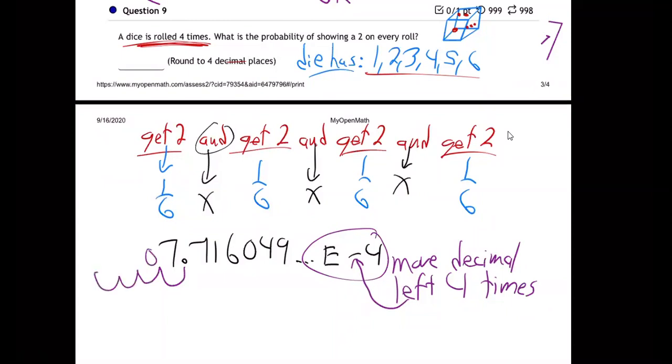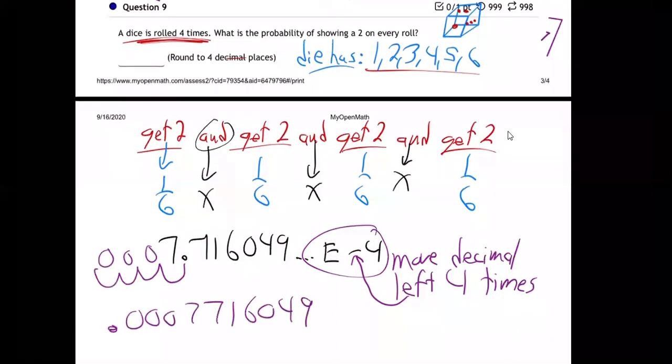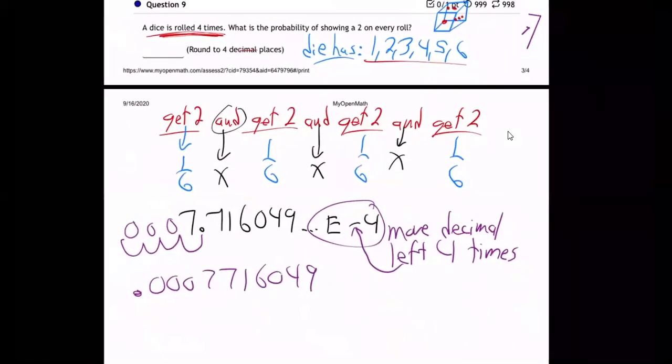So the first jump moves you past the 7. The other 3 jumps bring in 0s. So I get 0.00077160049. Does that make sense so far? I moved the decimal 4 places to the left. The first jump moved past the 7. The other 3 jumps went beyond the edge.